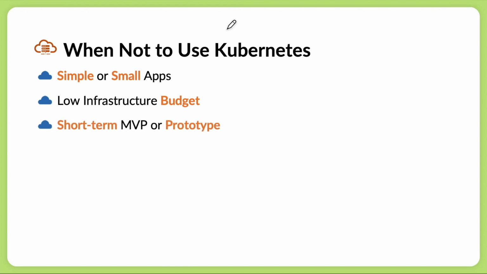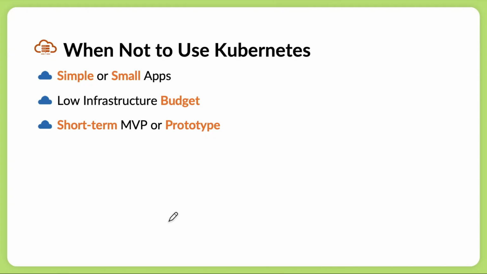Next is short-term MVP or prototype. If you are doing some proof of concept or let's say doing a hackathon, then Kubernetes is not a good solution, because setting up Kubernetes and managing it requires time. So in this case, you can use simple Docker or Docker Compose. That will help you out.